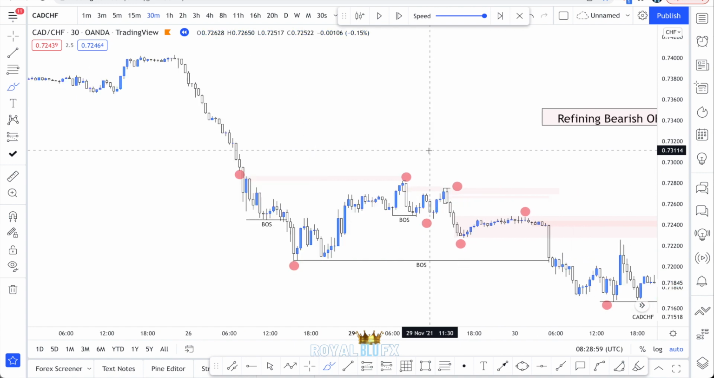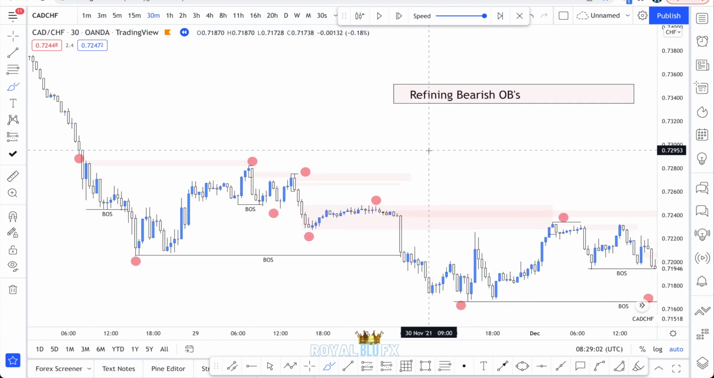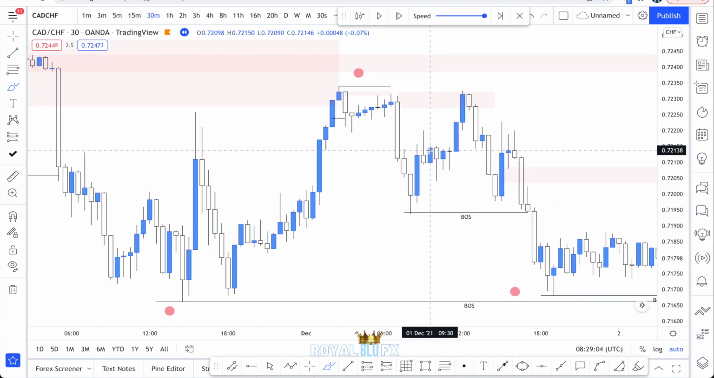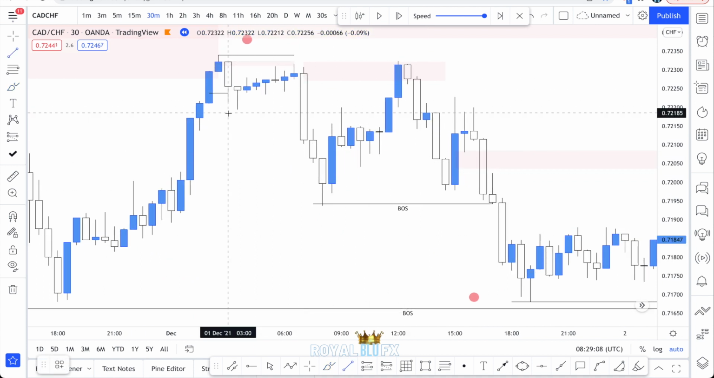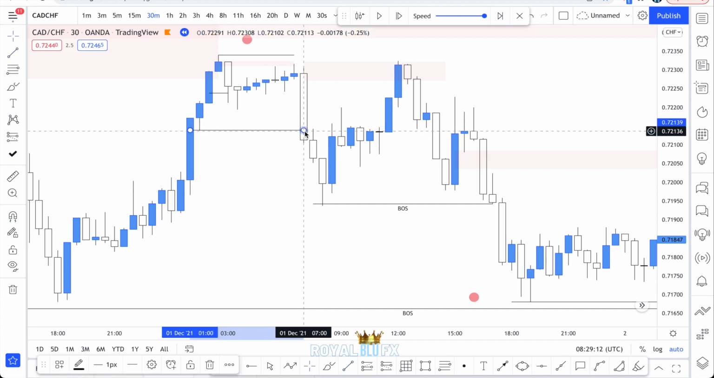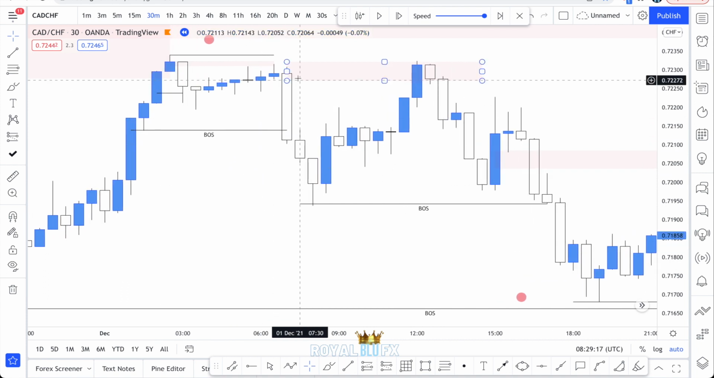Okay, let's see, where are we at? Right here. As we see, prices push down again and broke some structure over here as well. Actually, it was right here. Right there. Okay, we need to wait for price to come back up, right?